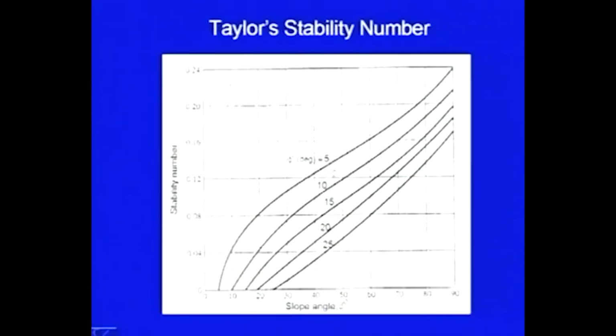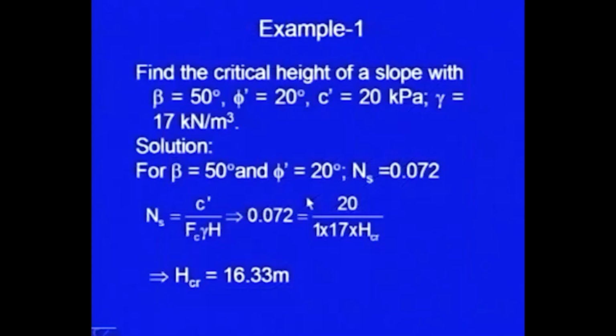Somewhere here you can interpolate the value. If you need the value of the stability number at some intermediate value of phi, for example, let us say you need it at 8, the curve for 8 will lie between the curves for 5 and 10. You can calculate the values for 5 and 10 and then interpolate them. Let us demonstrate the applicability of this chart using this example.